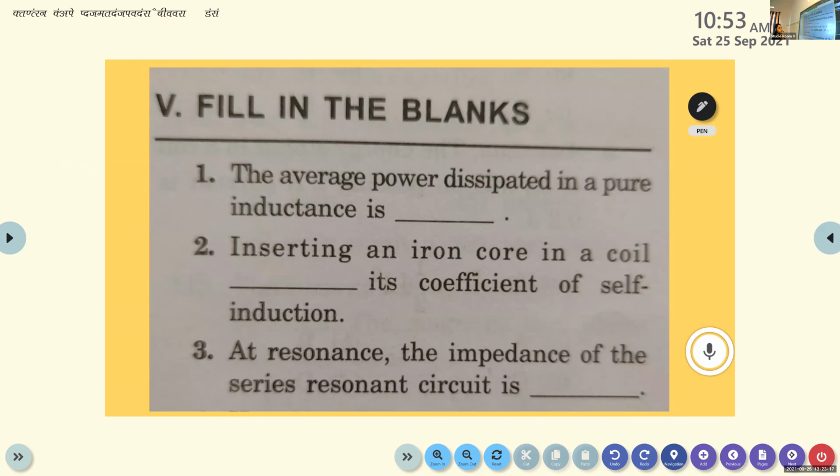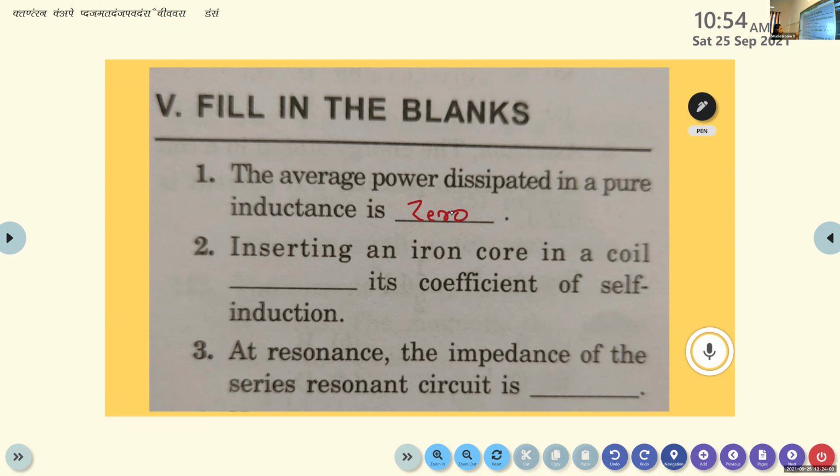Now fill in the blanks. The average power dissipated in a pure inductance is dash. Is it a tough question? The average power dissipated in a pure inductance is dash. 0. It is 0. Average power dissipated in a pure inductance is equal to 0. Average power dissipated in a pure capacitance is also equal to 0.